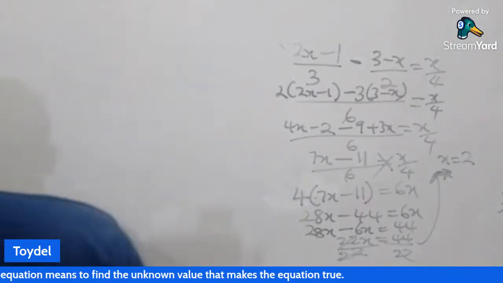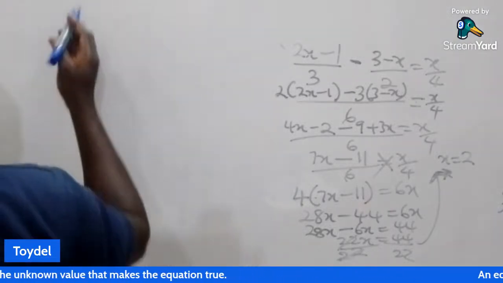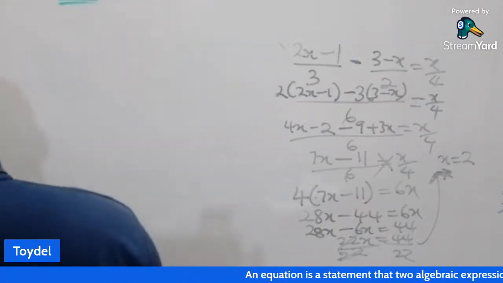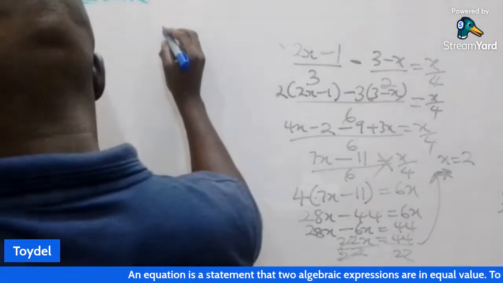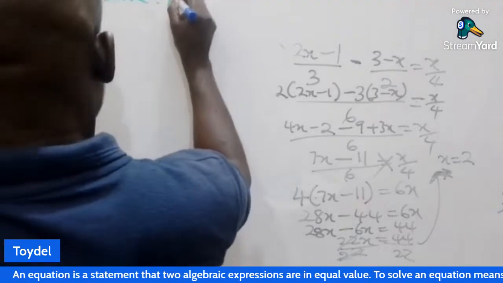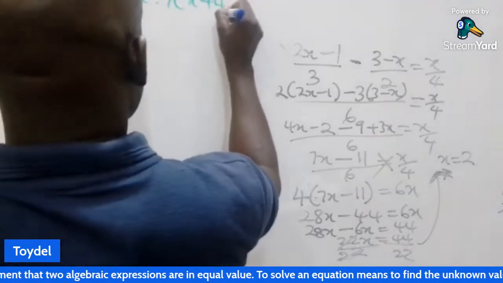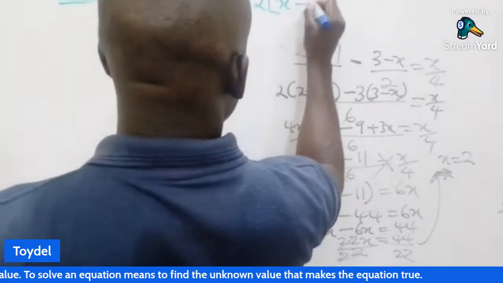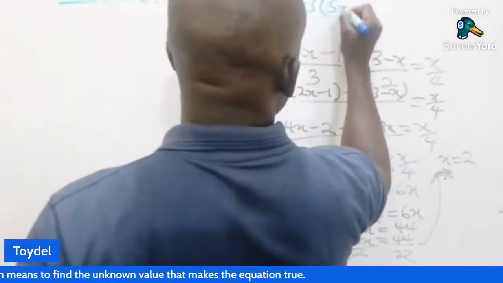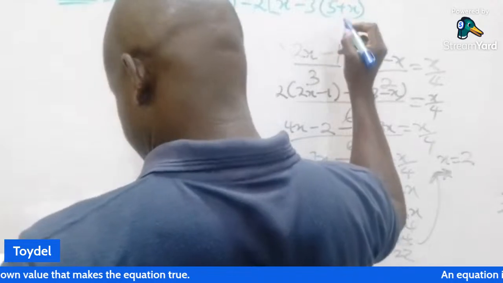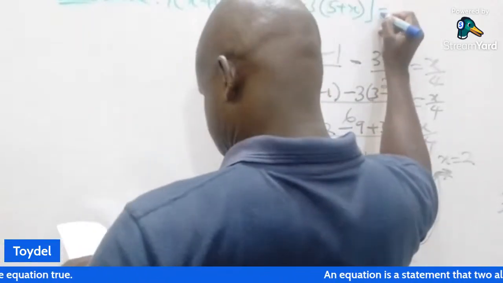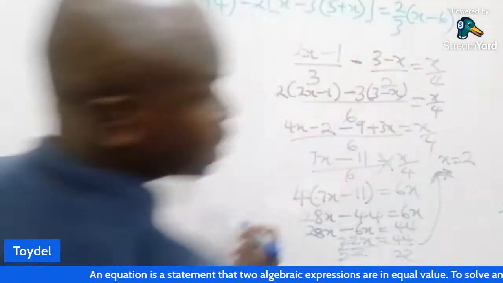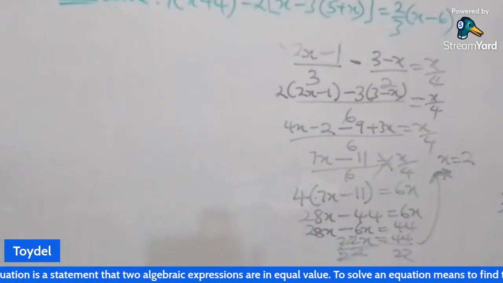So let's take one more example under equations with fractions. Let's say example 4. In this case, we have to solve the equation 7 into bracket x plus 4, minus 2x, minus 3 into bracket 5 plus x, is equal to 2 all over 3 into bracket x minus 6.